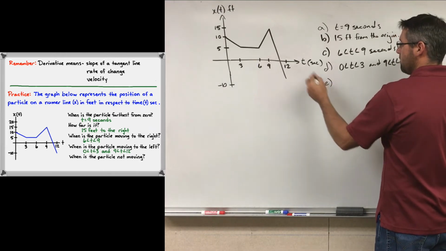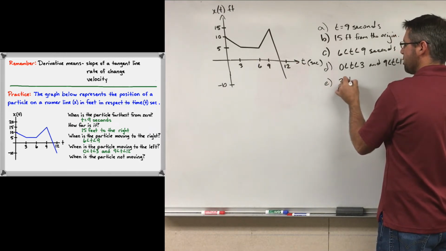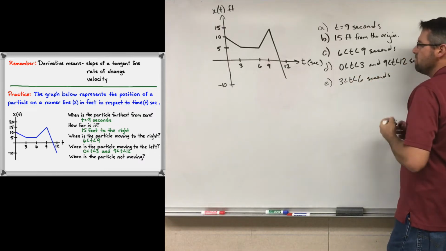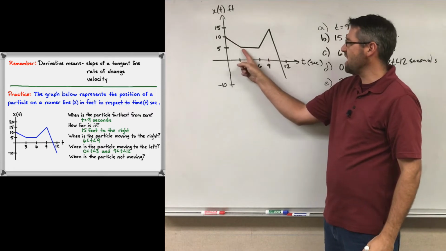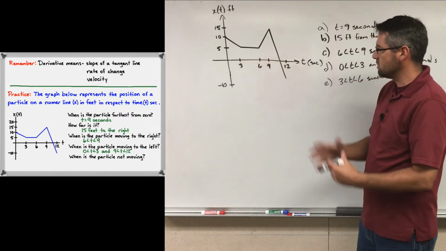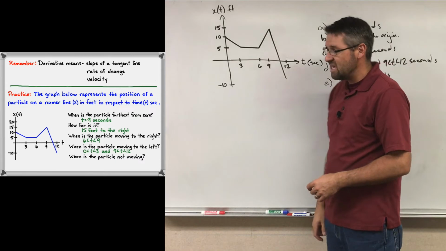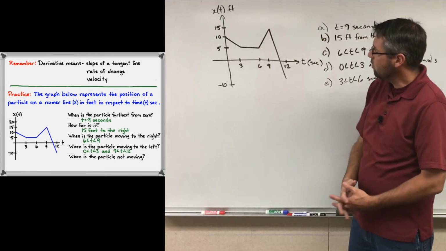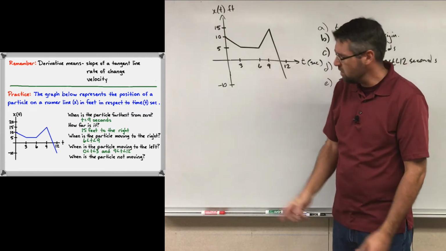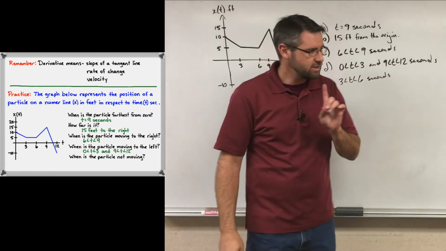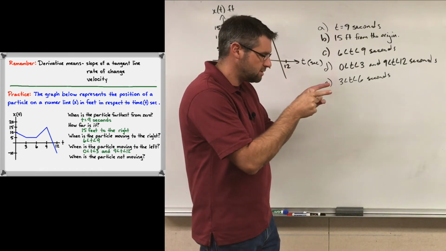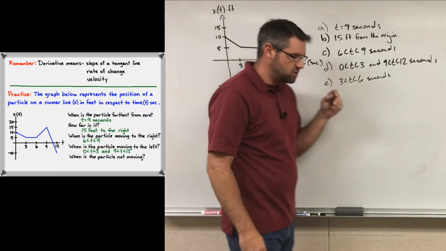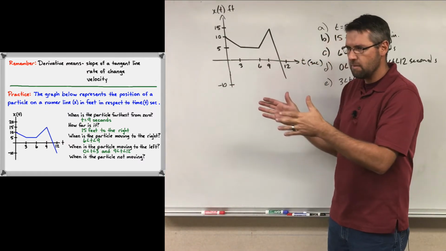Well, the particle is not moving. I think it's pretty obvious to say from 3 to 6 seconds it's not moving because it started at position 5 and it stayed at position 5 for those 3 seconds, so it's not moving. Now, one argument somebody might make is up here at this point when t equals 9, what's going on there? Well, the particle was moving to the right from 6 to 9, and then from 9 to 12, it was moving to the left.